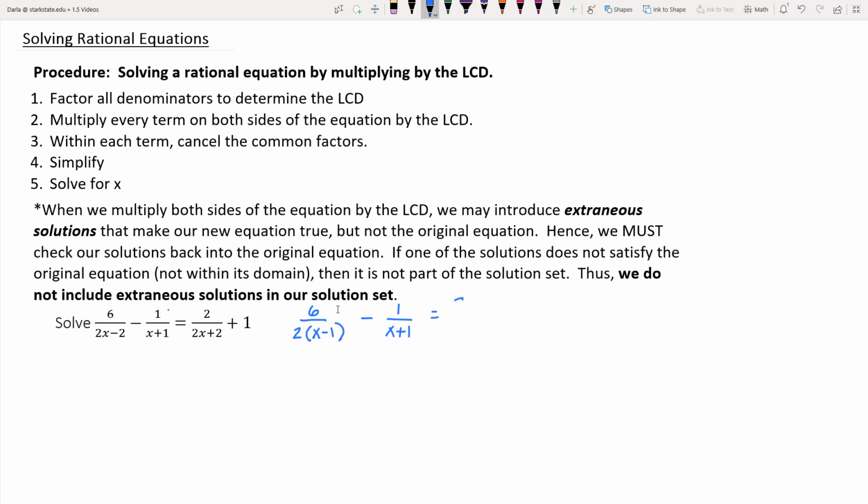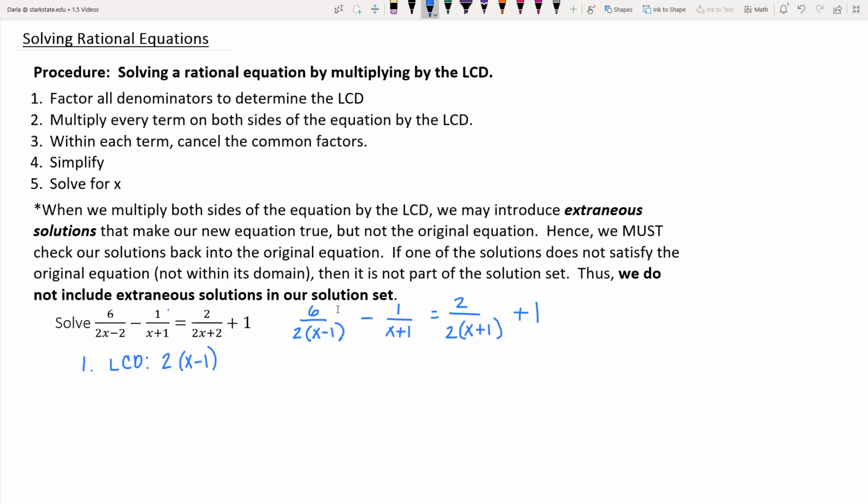The third rational expression, we can pull out a GCF of 2, which, if we divide that out, would leave us x plus 1. And so we are now in factored form, which allows us to determine what the LCD is. The way I would go about determining the LCD is I'd look at each denominator at a time. For this first denominator, we need a factor of 2, and we also need a factor of x minus 1. So go ahead and list those.